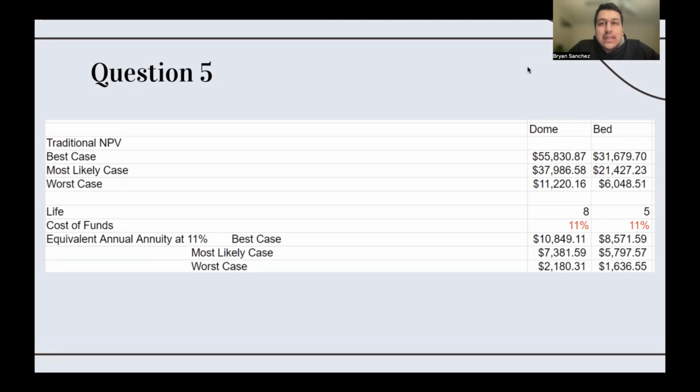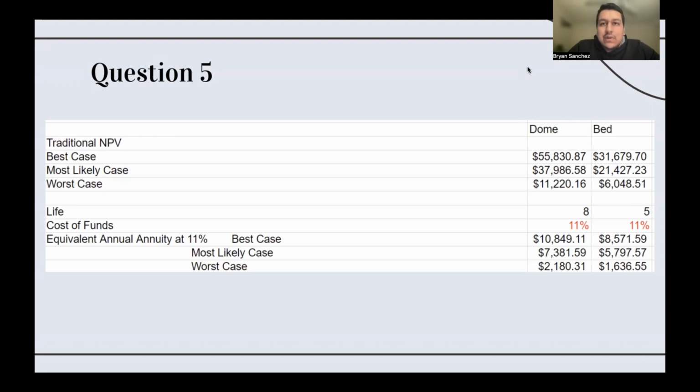Both units are utilizing a cost of funds of 11%, with the dome unit having a life of 8 years and the bed unit having a life of 5 years. For the dome, we get an equivalent annual annuity of $10,849.11 for the best case. For the most likely case, we got $7,381.59. And for the worst case, we got $2,108.31.